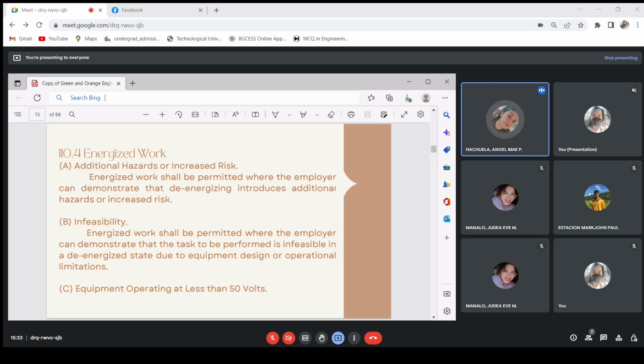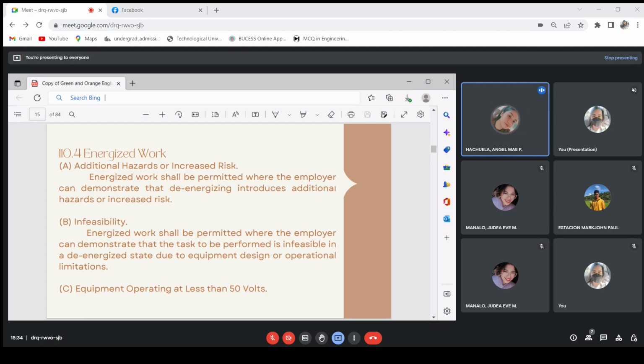Letter B is infeasibility. Energized work shall be permitted where the employer can demonstrate that the task to be performed is infeasible in a de-energized state due to equipment design or operational limitations. So, yung mga examples of work that might be performed within the limited approach boundary of exposed energized electrical conductors or circuit parts are startup or troubleshooting of electric circuits that can only be performed with the circuit energized, and work on circuits that form an integral part of a continuous process that would otherwise need to be completely shut down in order to permit work on one circuit or piece of equipment.